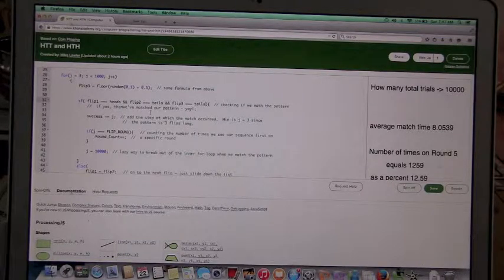Pretty cool, right? It took me a long time to figure this out last night, so I'm glad we were able to go through it. This is a fun problem and pretty surprising, right? All right, good job this morning, guys.